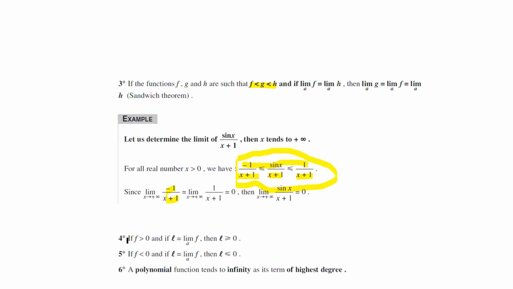Okay. If L is positive and if f is positive, then the limit of f as x tends to a will be positive. If the function is always positive, then the limit of this function at any value will lead to a positive number. Give me an example of a function that is always positive, a simple example.